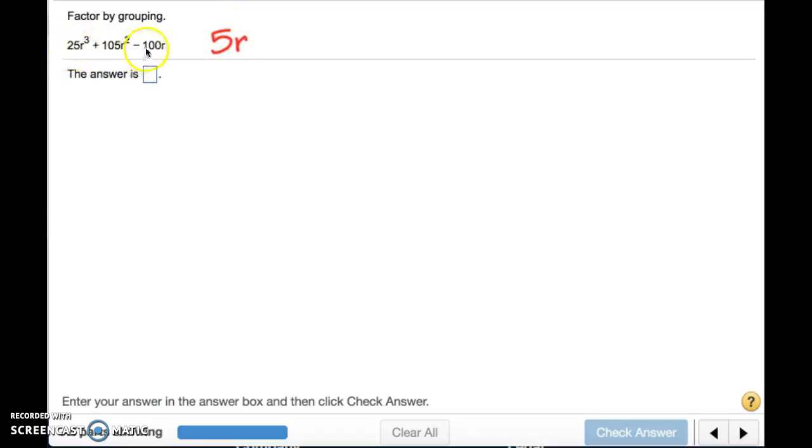Because if I take 25 times 100, that's going to give me something very large that's probably going to have quite a few factors. So factoring out this number is going to make it smaller. And plus, I want this to be r squared, this to be r, and the final one to not have any letters with it. So 5r comes out front, and when I divide 25r cubed by 5r, I end up with 5r squared. My middle term is going to be 21r, and my final term is going to be minus 20.